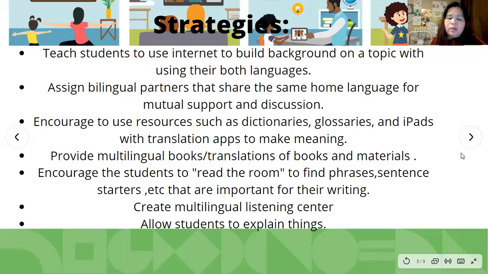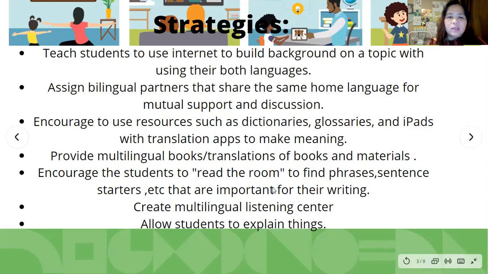Now teachers can support these students through some pedagogical strategies. These include the following. Teach students to use the internet to build background on a topic using both of their languages. We should use the internet as a tool to teach. The internet has a lot of information in both languages. Students can find the desired information in either language, plus additional ideas.